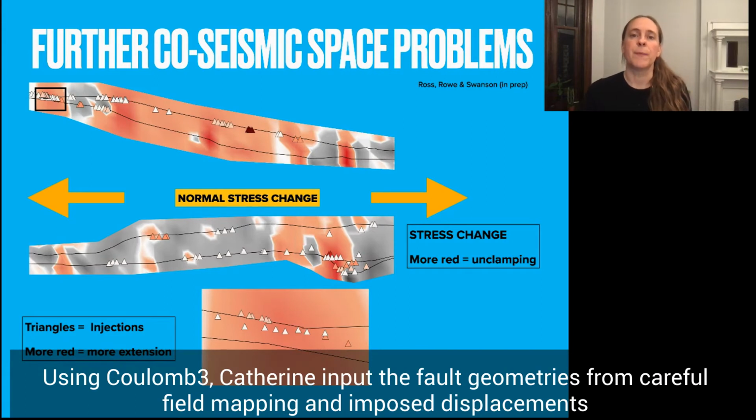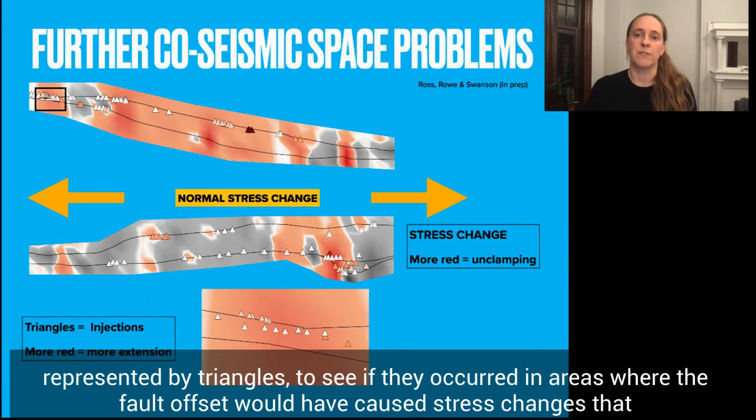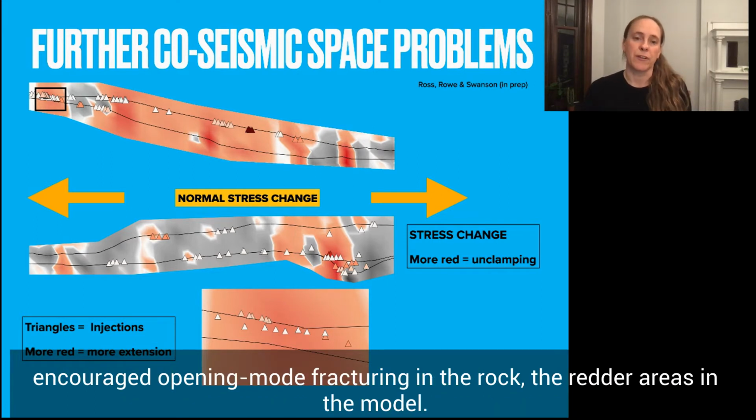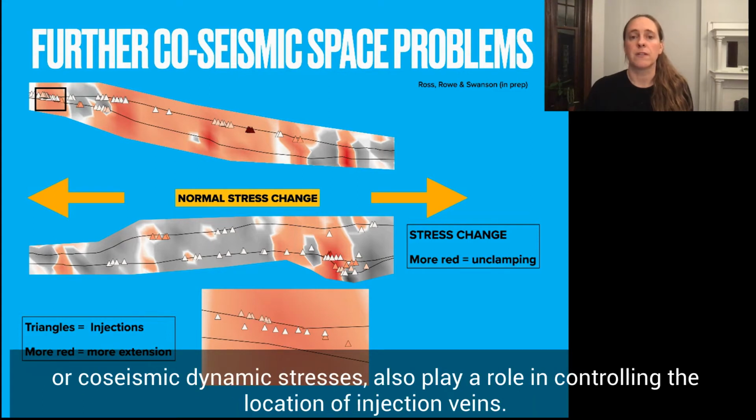Using Coulomb 3 for MATLAB, Catherine input the fault geometries from careful field mapping and imposed displacements constrained by offset markers. She tested the clearly co-seismic features, the pseudotactylite injection veins, represented by triangles, to see if they occurred in areas where the fault offset would have caused stress changes that encouraged opening mode fracturing in the rock, the redder areas in the model. The agreement is good, but not perfect, suggesting that either the 3D fault geometry we couldn't measure on the outcrop surface, or the co-seismic dynamic stresses also played a role in controlling the location of injection veins.